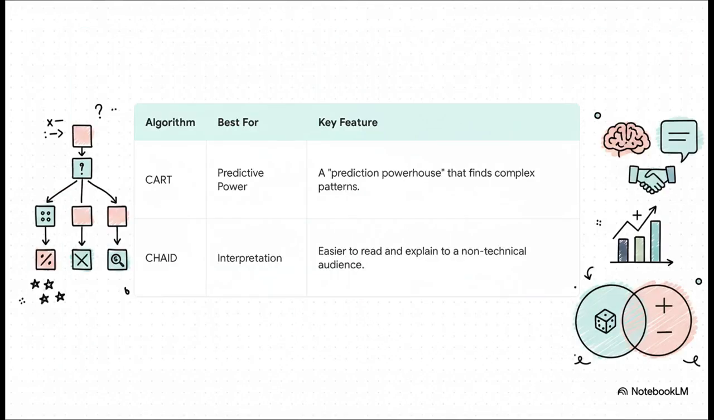So what's the bottom line here? Well, CART is an absolute prediction powerhouse. It's amazing at finding really complex, subtle patterns. CHAID, on the other hand, with its shorter, wider trees, is fantastic for interpretation. It's just much, much easier to read and explain to, say, a business team. It really is just different tools for different jobs.